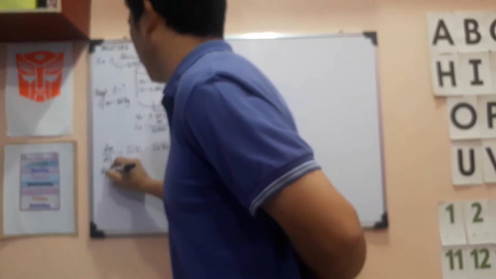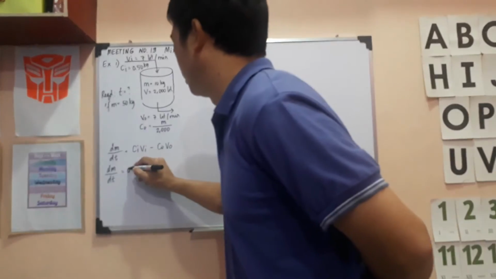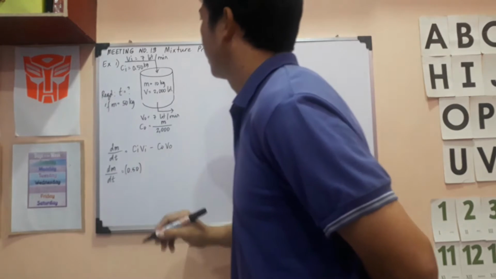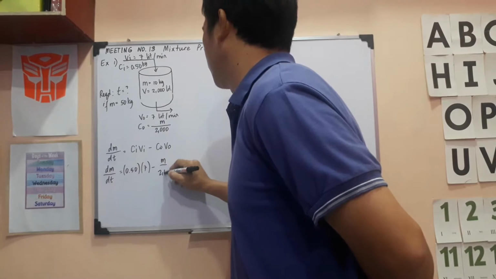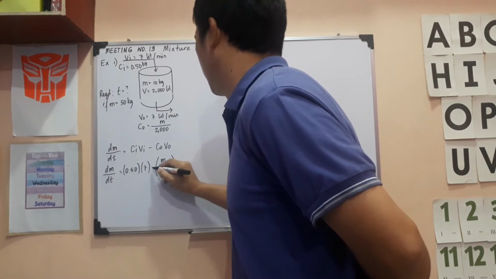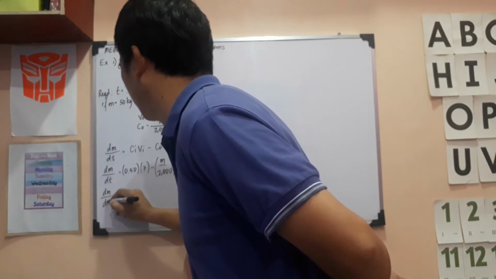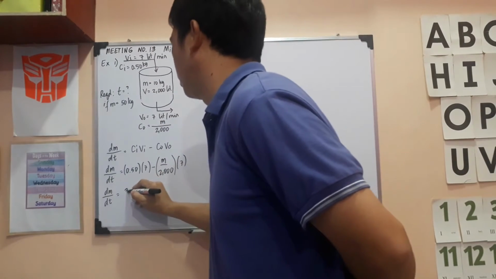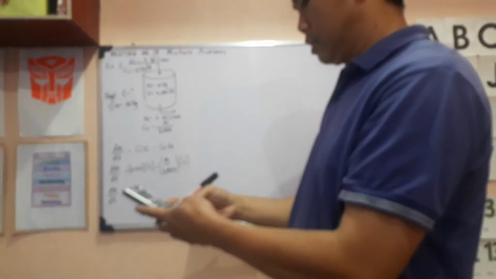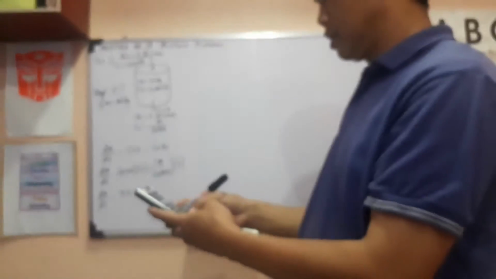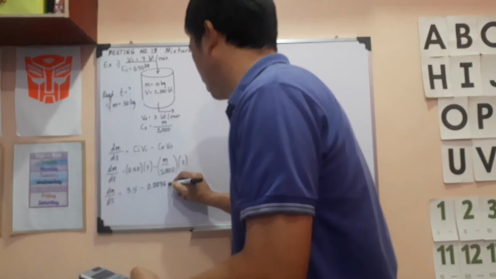So, dM over dt is equal to, what is C_I? 0.5, V sub I is 7, minus C sub O, M over 2,000, and then V sub O is 7. So let us perform it. dM over dt is 7 times 0.5, which is 3.5, minus 7 divided by 2,000. 7 divided by 2,000 is 3.5 times 10 raised to negative 3, or 0.0035, times M.